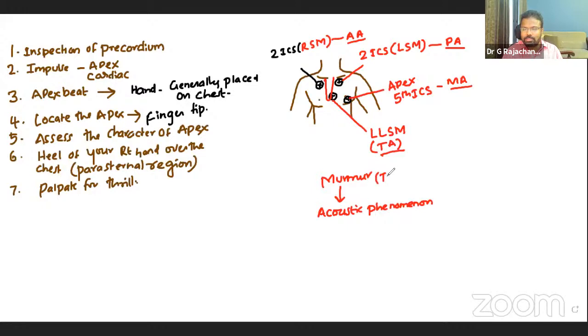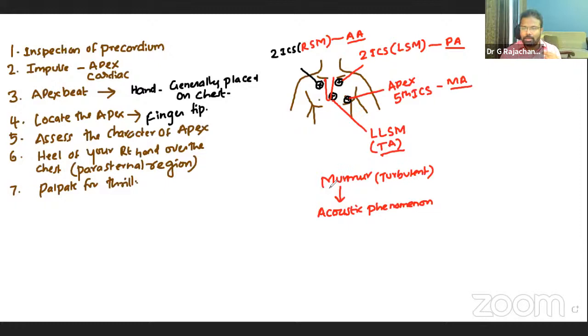Murmur is because of the turbulent blood flow. Please remember this. When there is a turbulent blood flow, what happens? You tend to hear the sound. So murmur is an audible phenomenon. It is an acoustic phenomenon.